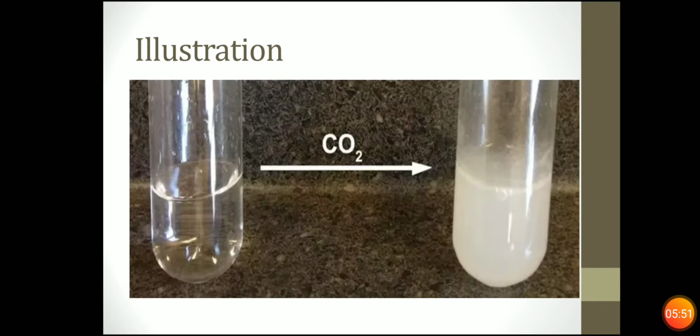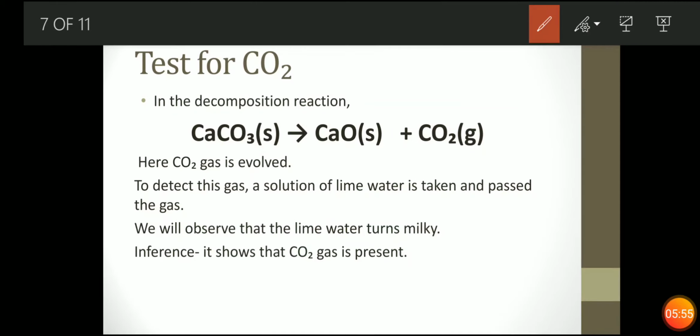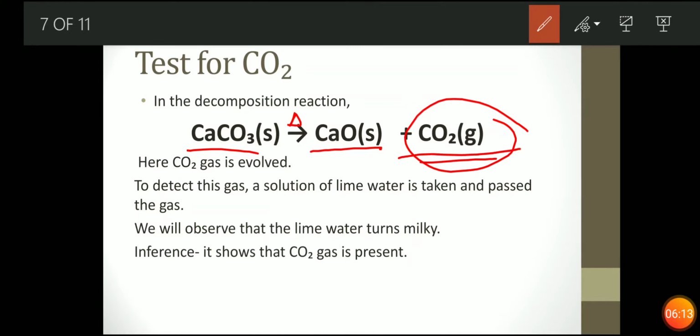Now next is the test for carbon dioxide. We have seen in the decomposition reaction that calcium carbonate, that is limestone, on heating gives calcium oxide plus CO2 gas. Now how will you test that the CO2 gas is evolved? To detect the gas, a solution of lime water is taken. Lime water is calcium hydroxide.